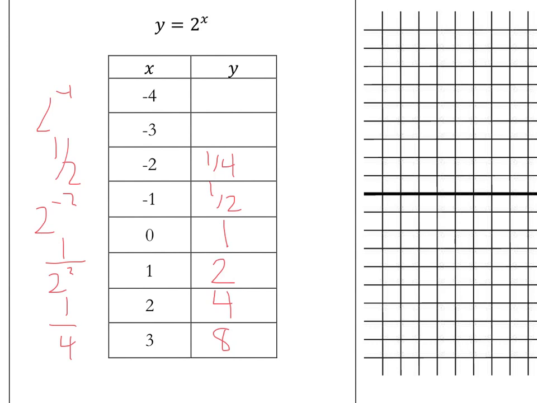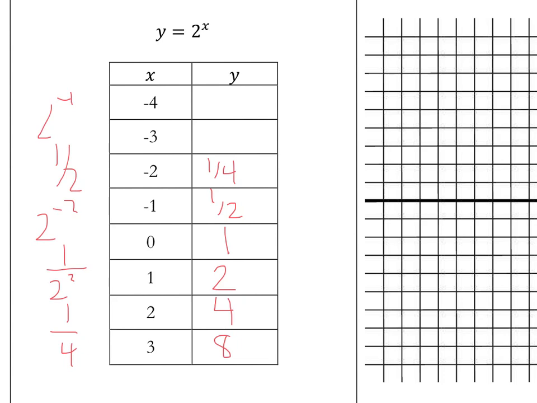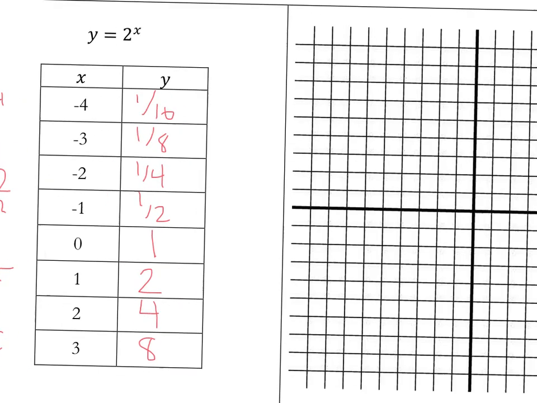So when we plug in -3, we get out a y value of 1/8. When we plug in -4, we get 1/16. And so now that we have all these points that are going to be on our graph, we basically just want to plot them.